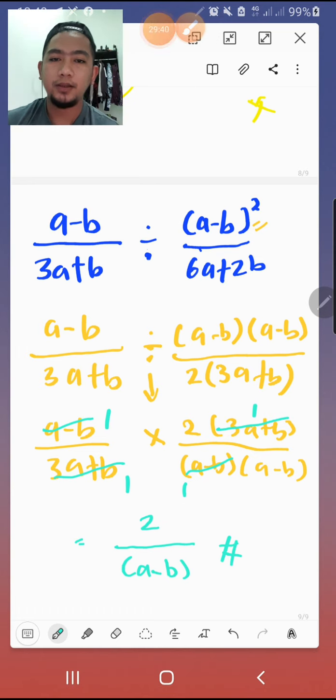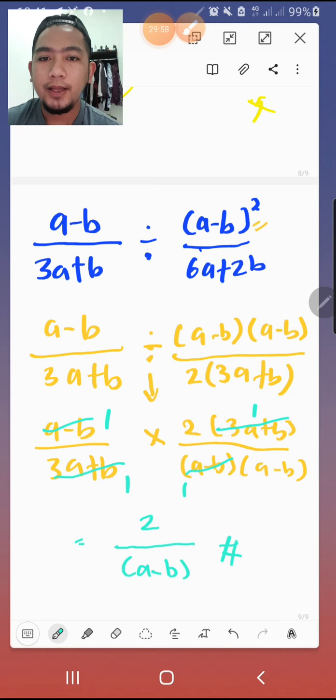Okay, actually easy lah. Easy when you conquer the concept about the factorization and the concept about the expansion, and then the changing of division to multiplication, you need to be alert.